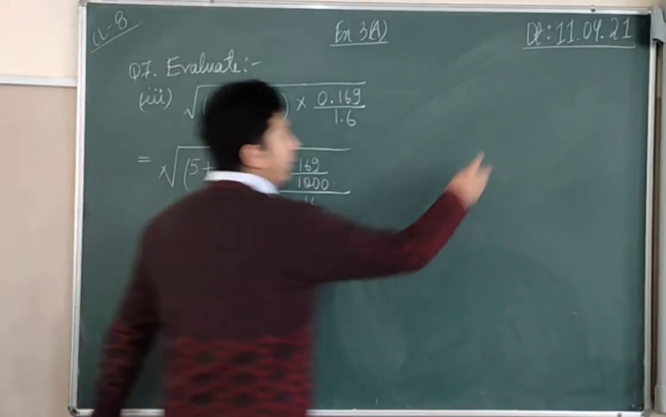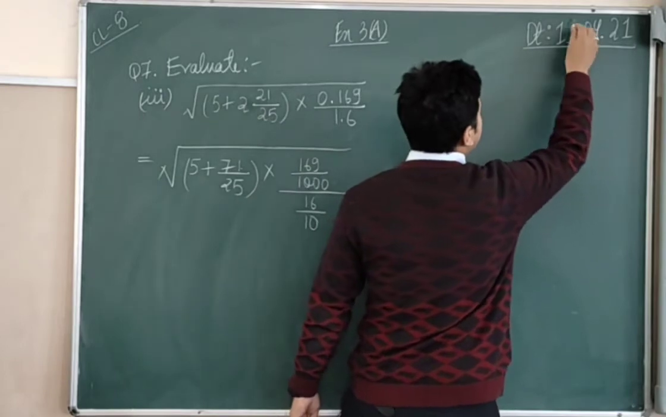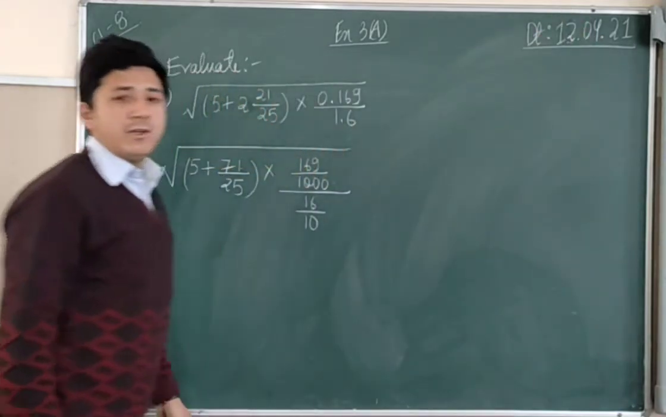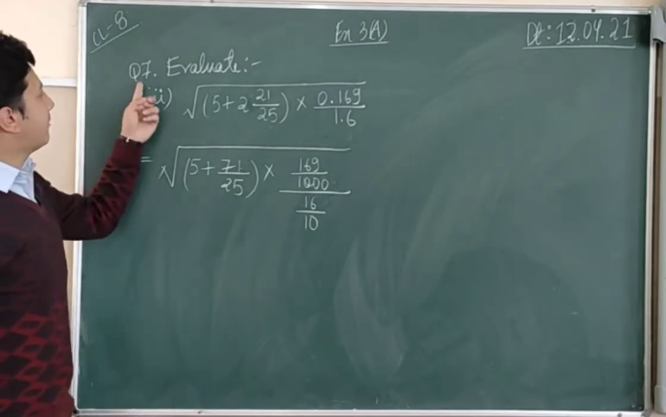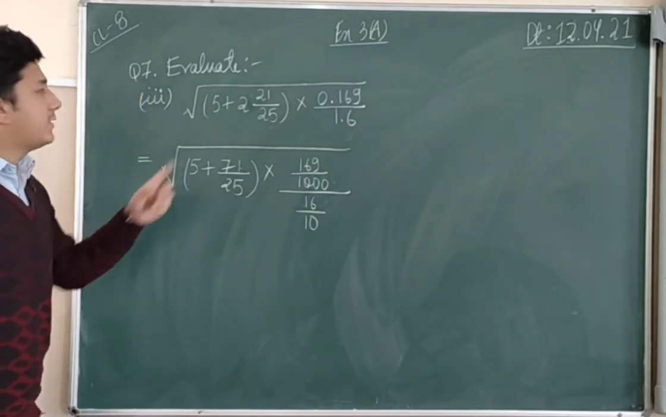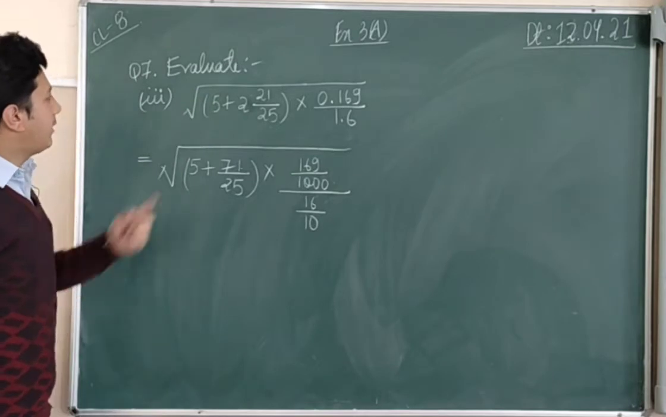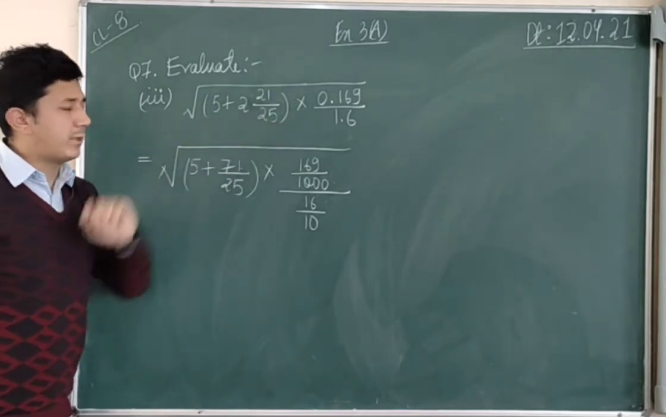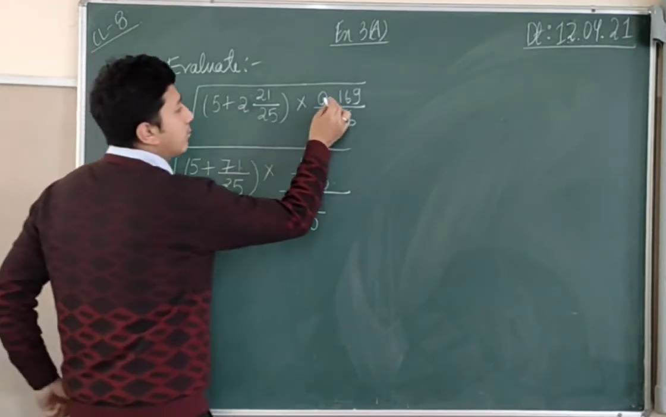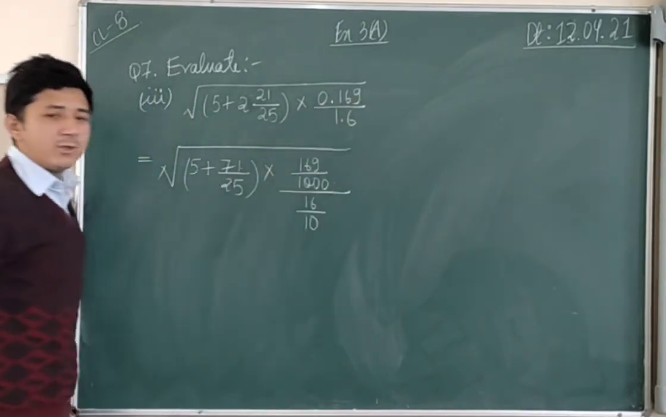Today is 12th of April, that is Monday, and today we are starting with question number 7 part 3. The question is: evaluate the square root of (5 plus 2 whole 21 by 25) into 0.169 divided by 1.6.